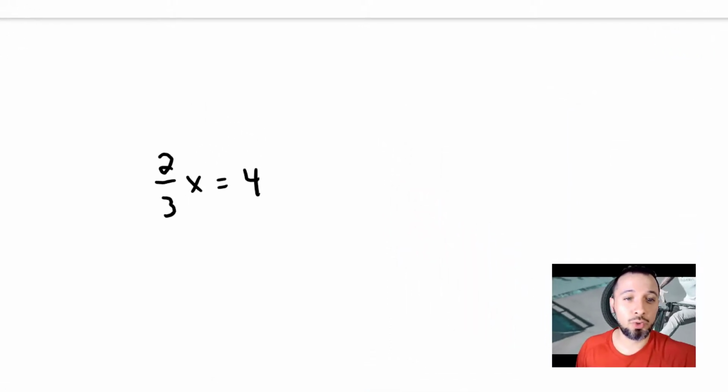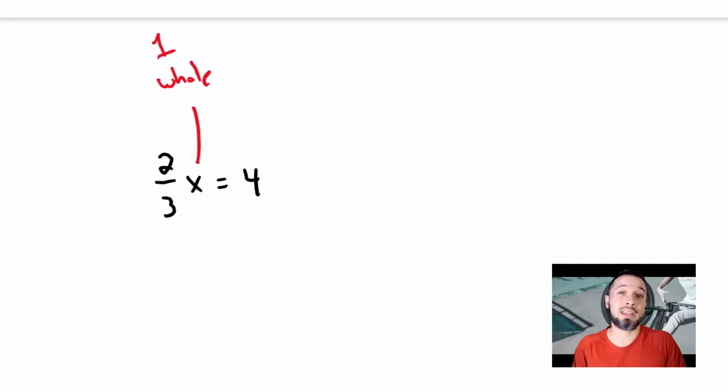In this equation we have 2/3 of a whole amount is equal to 4. Keep in mind the x is the whole amount we want, and we're trying to find for one whole. But right now we have 2/3, but we want 1. I'm going to draw a picture to represent that situation over here on the right.